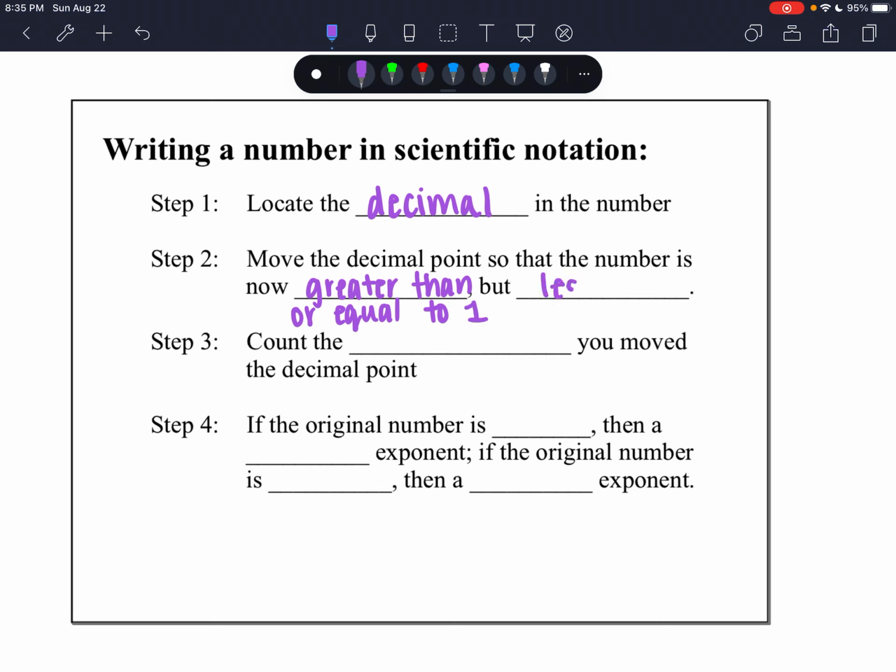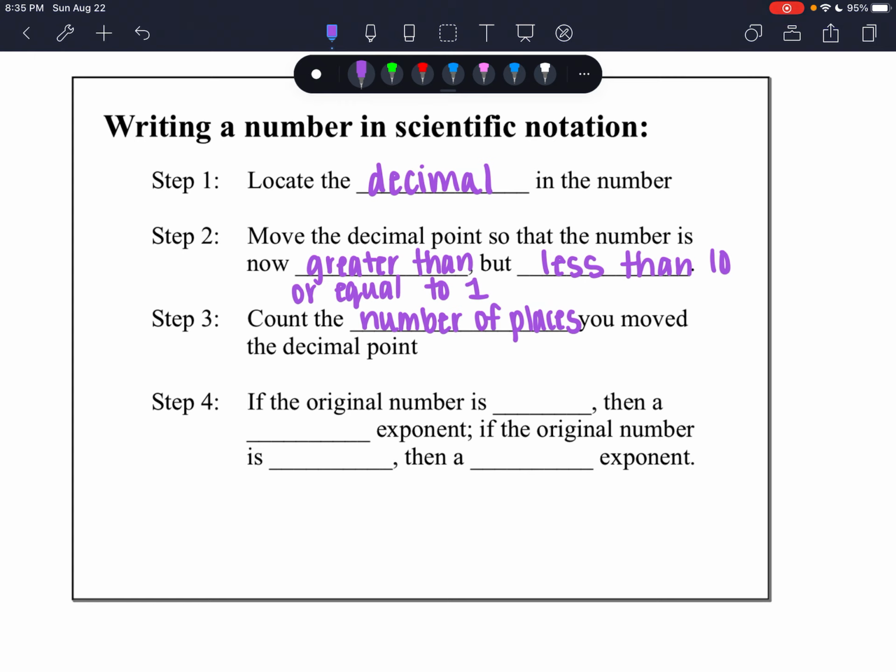But still less than 10. However you prefer to write it is up to you. Once I've done that, I'm going to count the number of places that we moved the decimal. Once I've counted the number of places that I've moved the decimal, I can then begin working on the integer that's going to be the exponent for my 10.